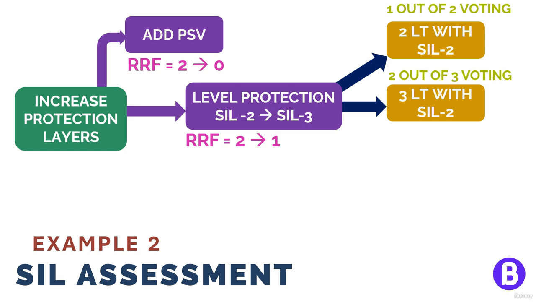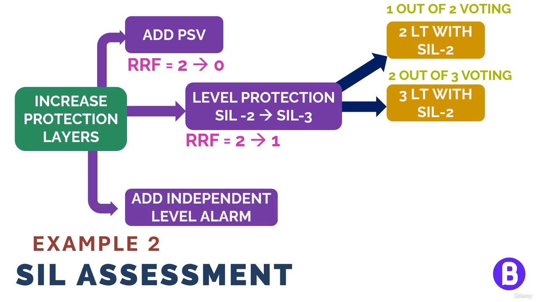So we can add an additional alarm to warn the operator. A pressure alarm on the water line may not be recommended as pressure rise may happen too quickly. That's why level alarm is preferred in this case. Now the risk reduction factor will be reduced from 1 to 0.